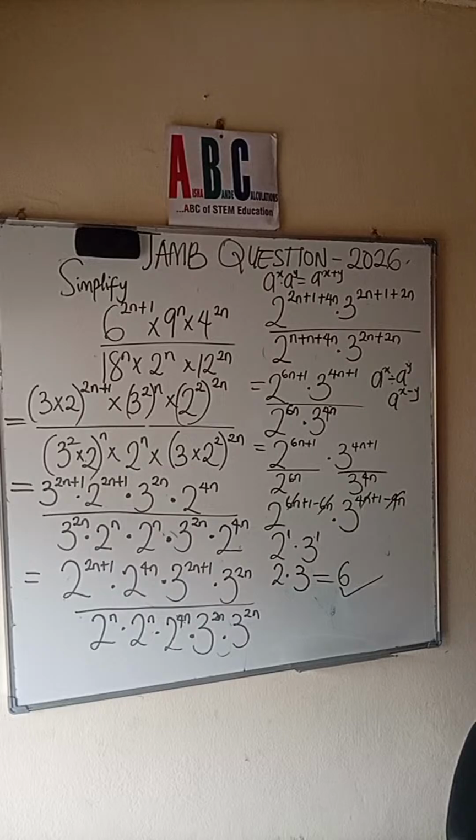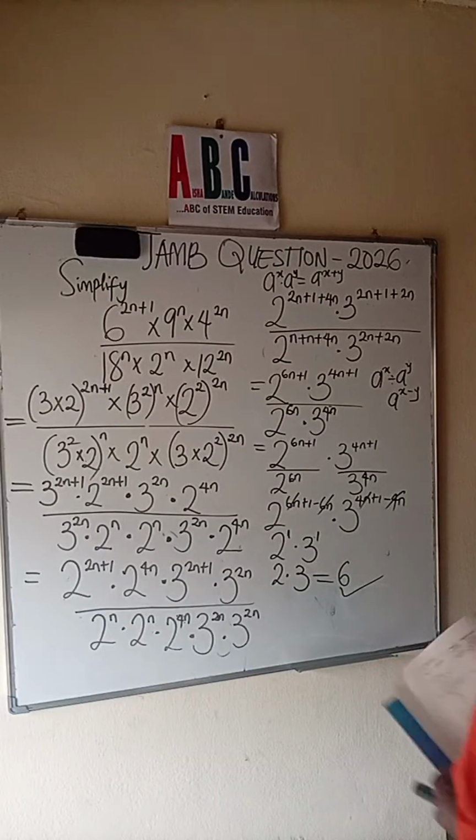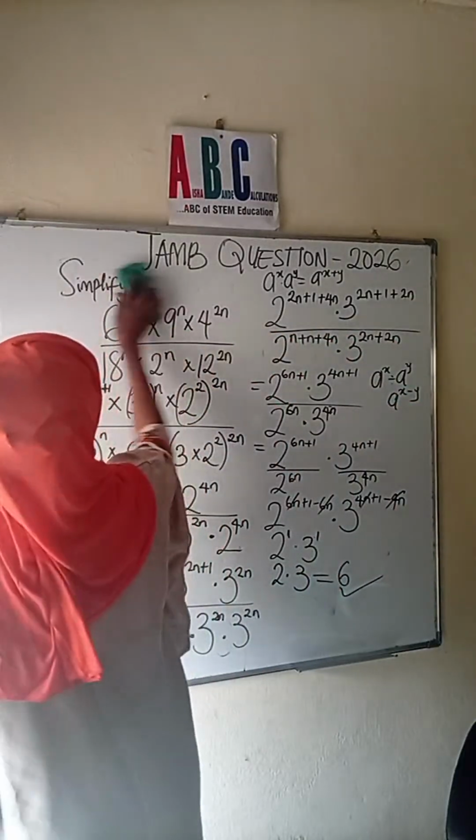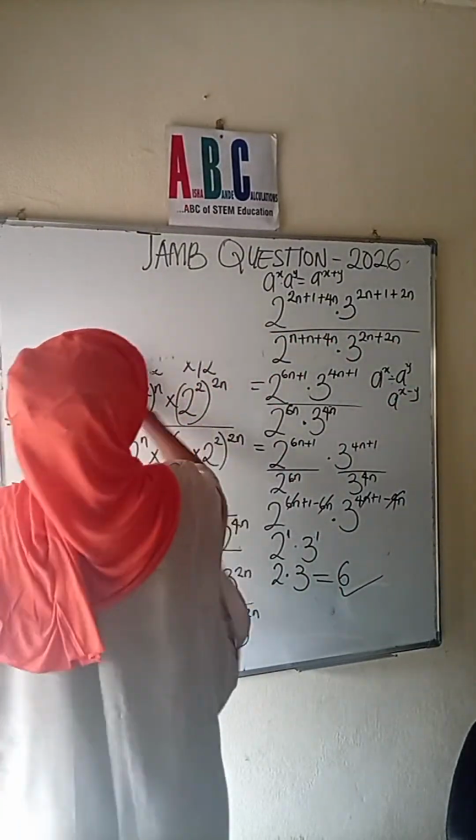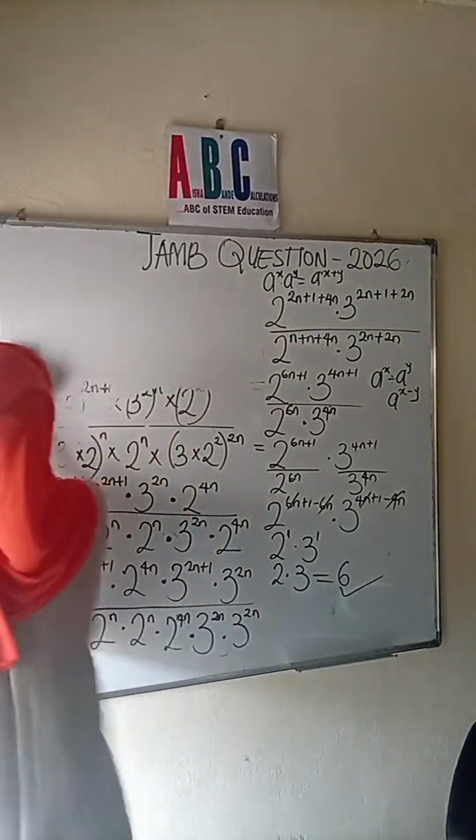All right. So now I want to move on to the next question. So what we are doing is we are solving random questions. JAMB random questions. We are not solving from a particular topic. I'm just picking questions randomly from JAMB past questions.